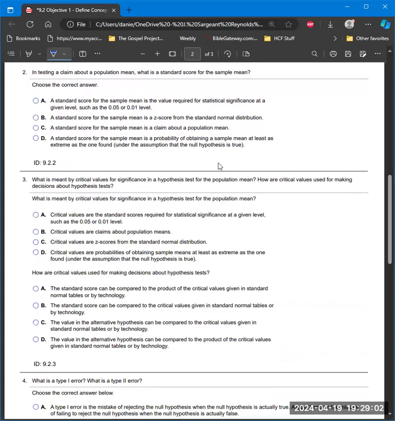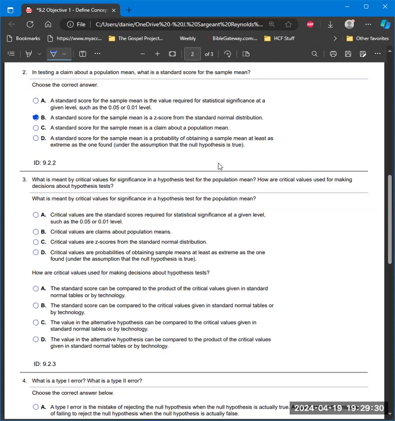I'm testing a claim about a population mean. What is a standard score for the sample mean? A standard score for the sample mean is going to usually be a z-score from the standard normal distribution. There are other hypothesis tests where we can use t-scores, but usually we're going to be using z-scores.